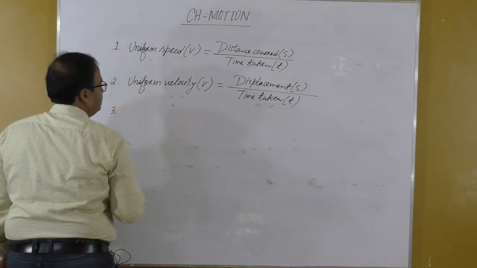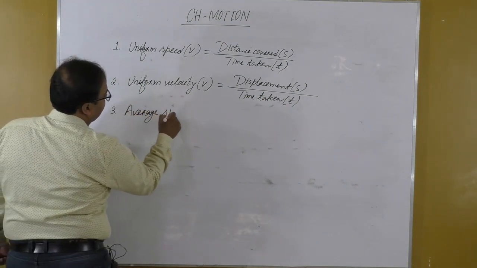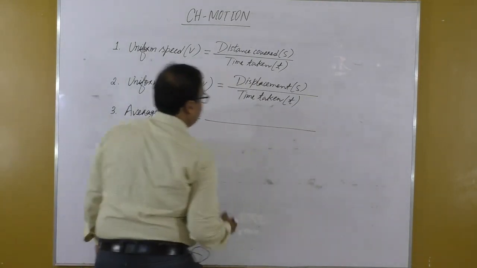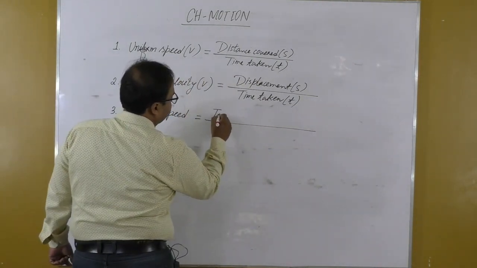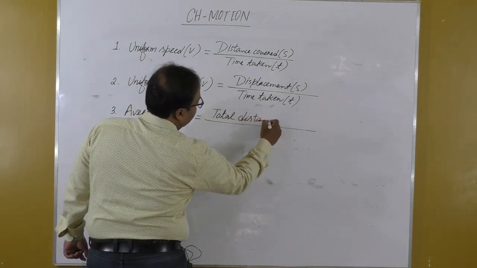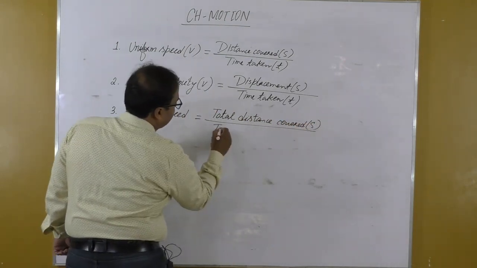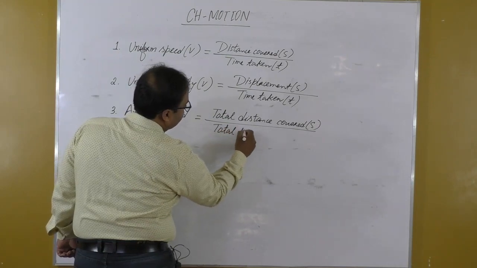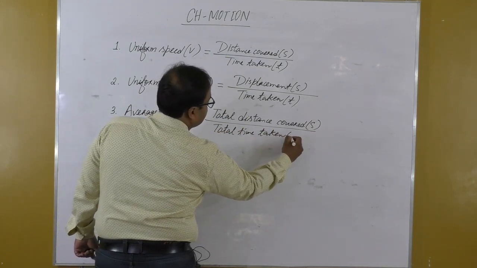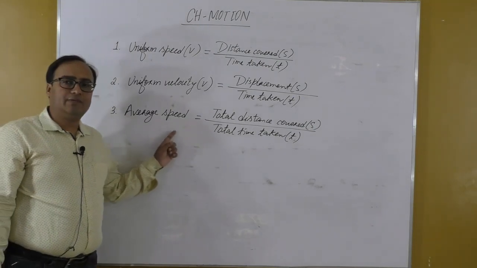and third one is for average speed. Average speed is calculated by dividing total distance covered by total time taken. Total distance covered by total time taken is the formula for average speed.